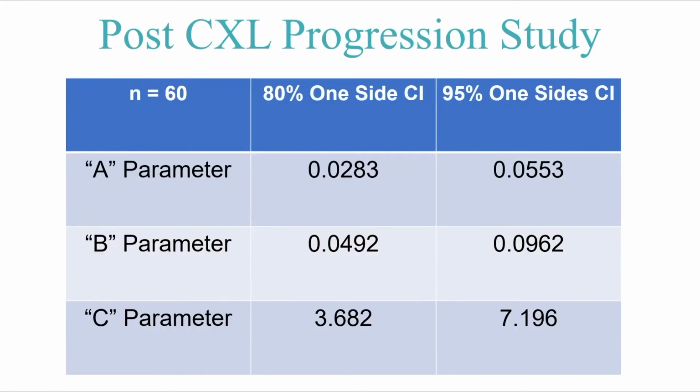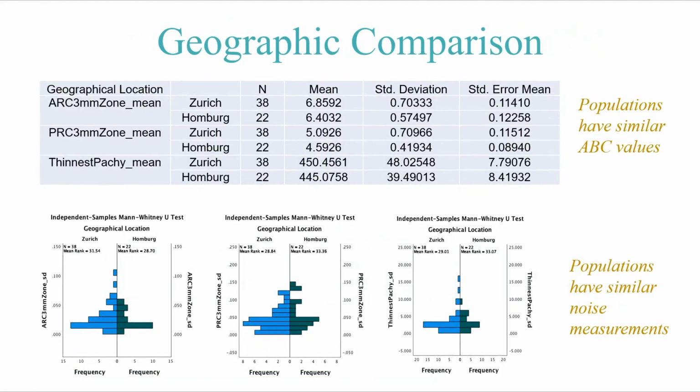These are the one-sided confidence intervals. They were generated the same way we did for the non-cross-linking patients. And again, these will be in the future incorporated into the display. But what we wanted to know, because it is different in a surgical patient, in other words, a normal patient or a keratoconic population, we can assume is fairly similar in different locations. But surgery is different, so we wanted to know, because not everyone does everything the same, if there was a geographic difference between Zurich and Hamburg.